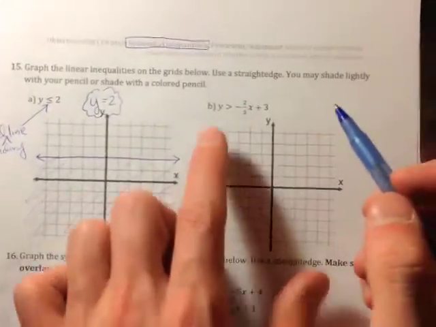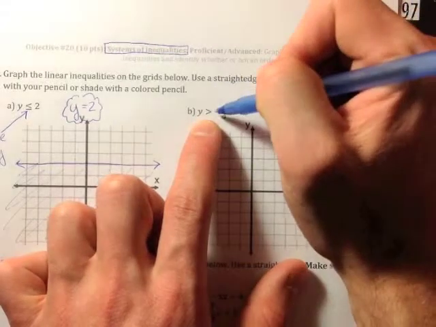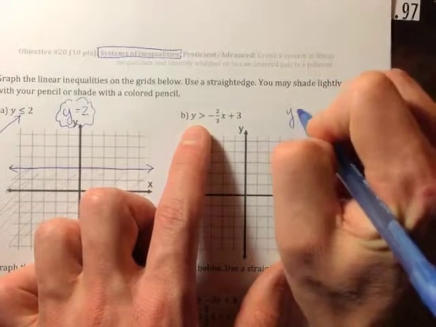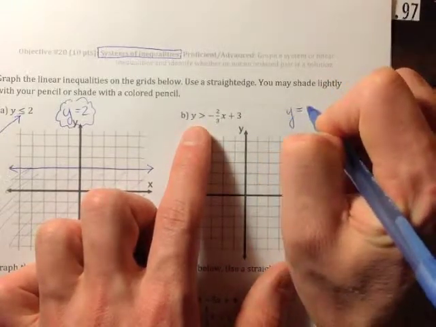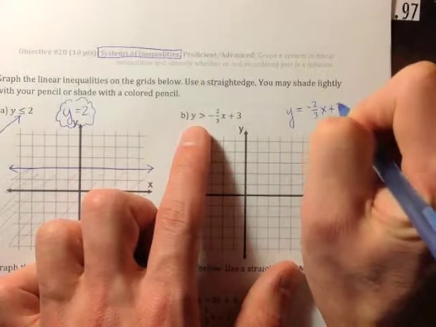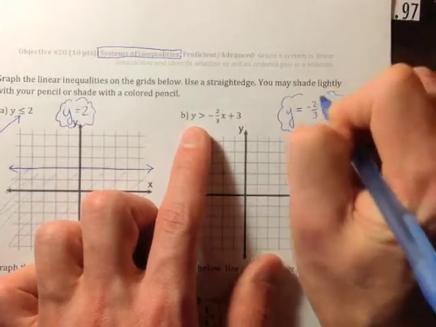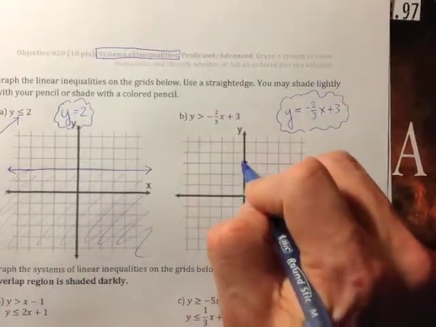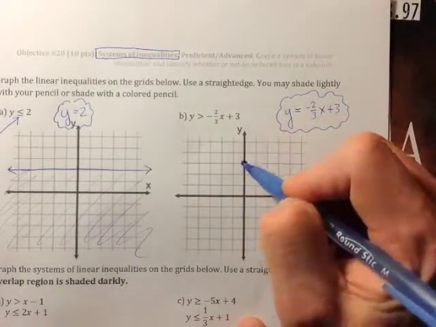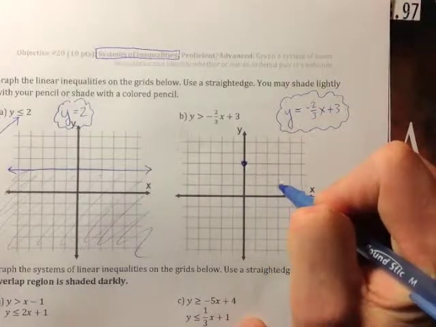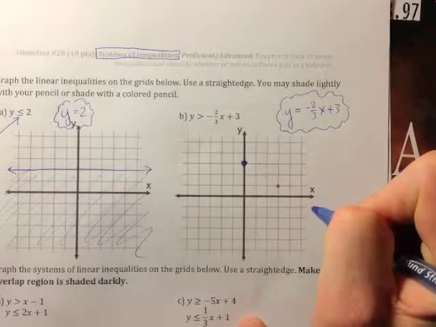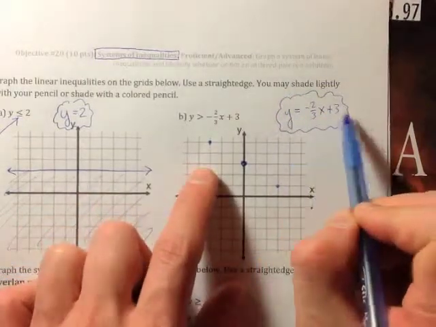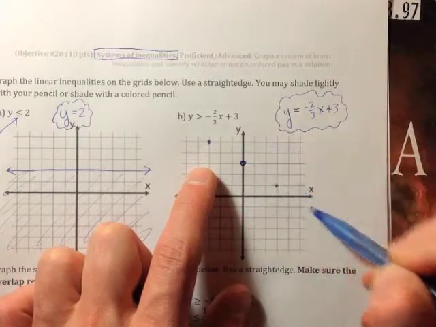So let's try the next one. y is greater than negative 2 over 3 times x plus 3. Now, you should be able to easily graph the equation y equals negative 2 over 3x plus 3. So let's quickly graph the equation. Let's see. The y-intercept is 3. The slope is negative 2 over 3, so rise is negative 2, run is positive 3, and so on. Okay, so the graph of the line would fall along these points here.